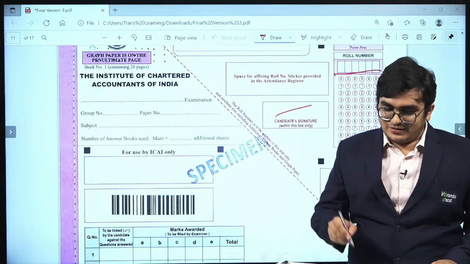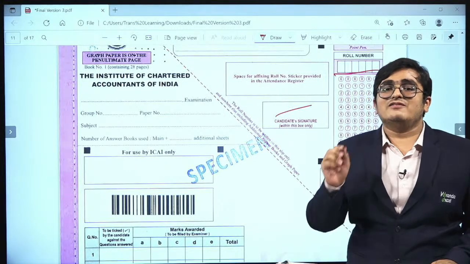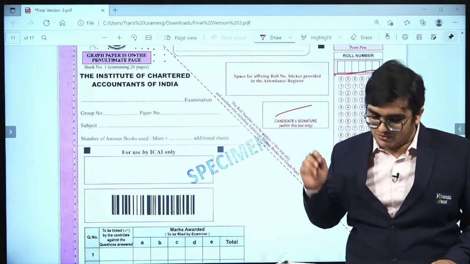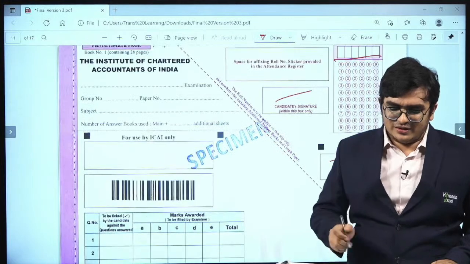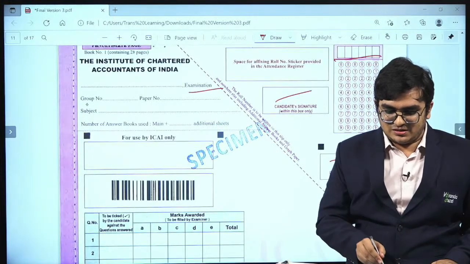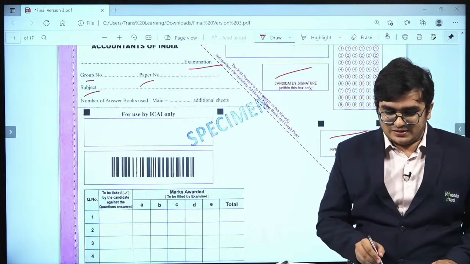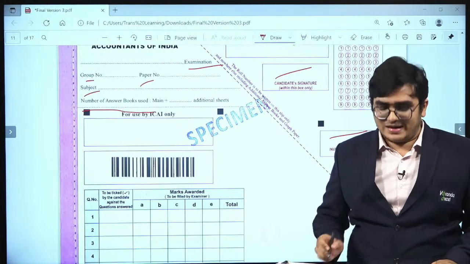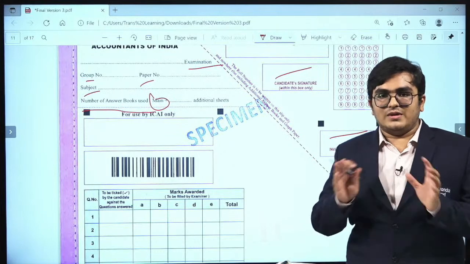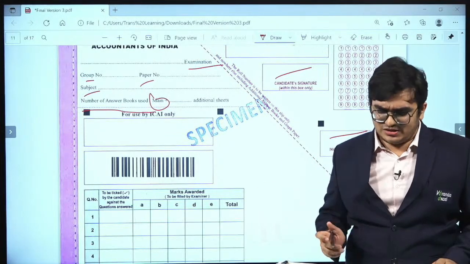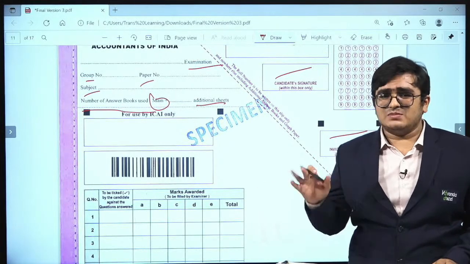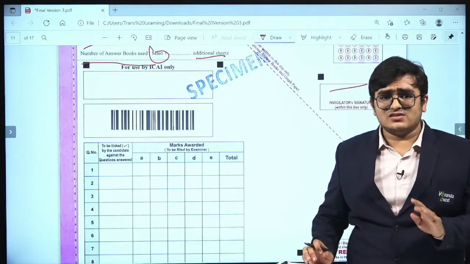After you sign here again and again, your sign will be called the sign of a chartered accountant. Okay, you have to put your examination details here, group number will not be relevant for you. Then there is subject here, and then this is the number of answer booklets used. That is the main book, and any additional sheets which you can take. You can take as many additional sheets as you need. That is not an issue.